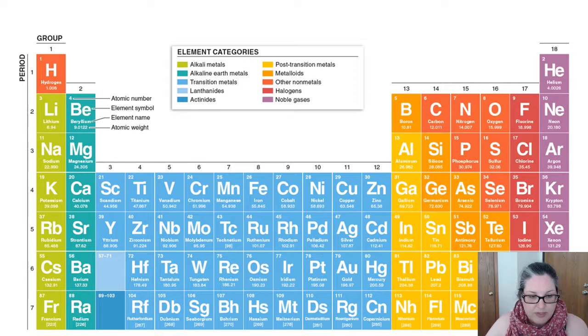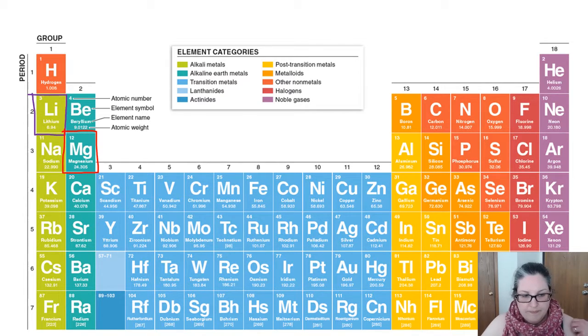Let's find them on the periodic table. Lithium is on the far left, and magnesium, which I have already done if you have watched the atoms and bonds video. We have nitrogen and carbon. Nitrogen is up here on the right, and carbon is right next to it.